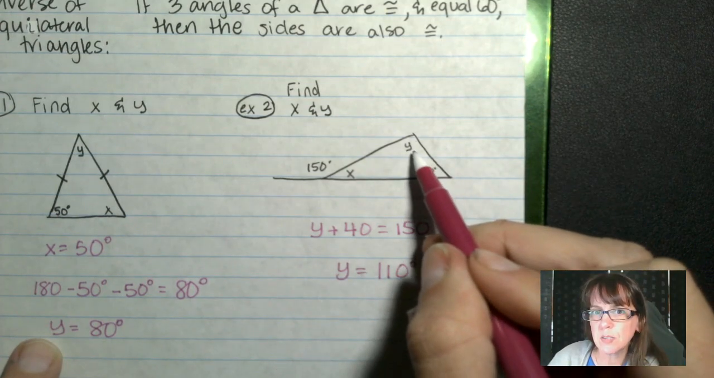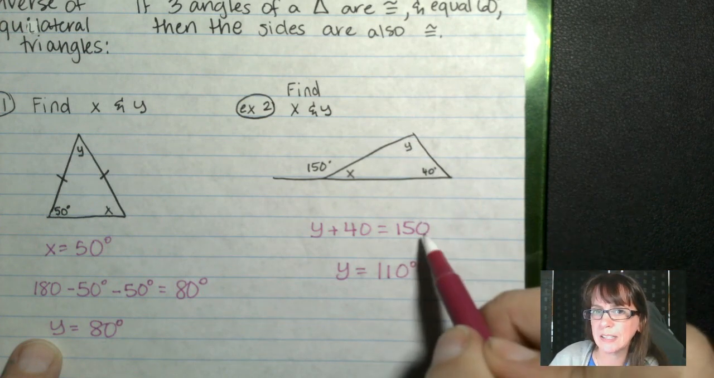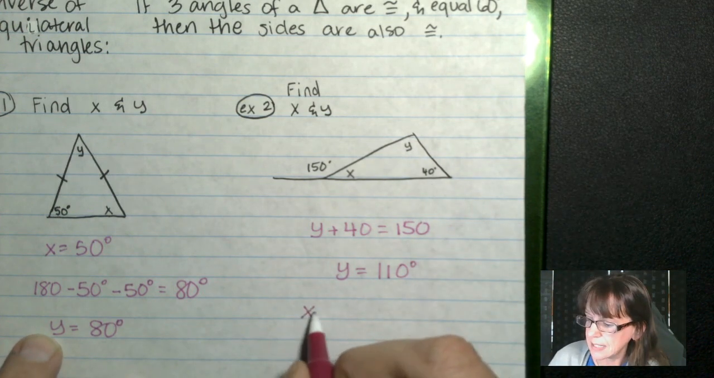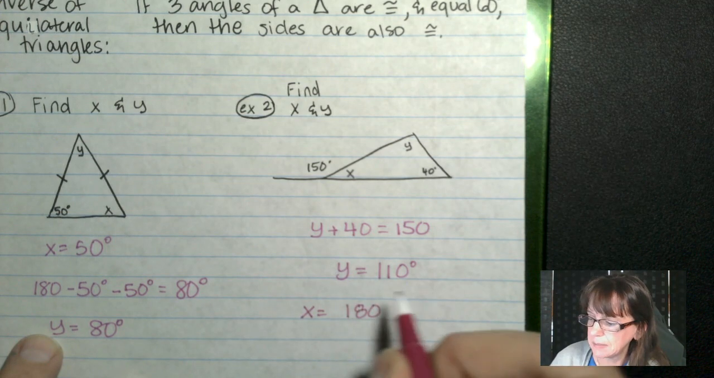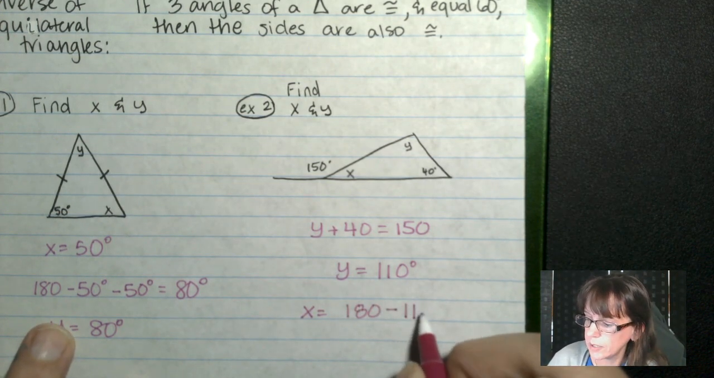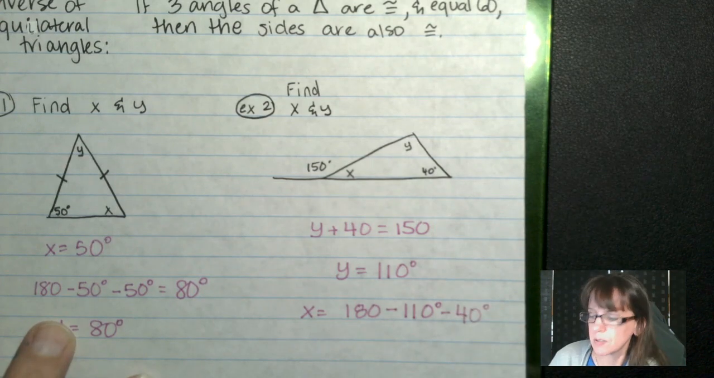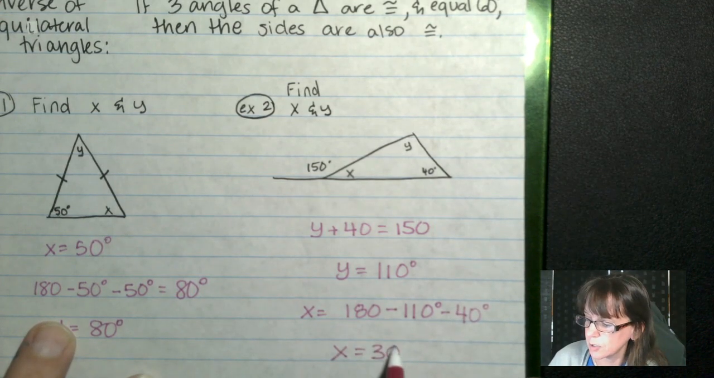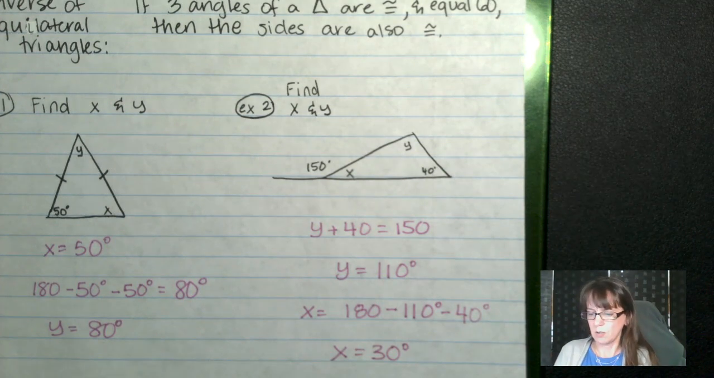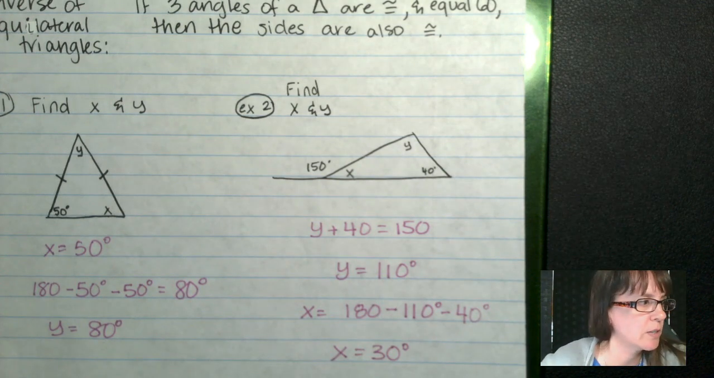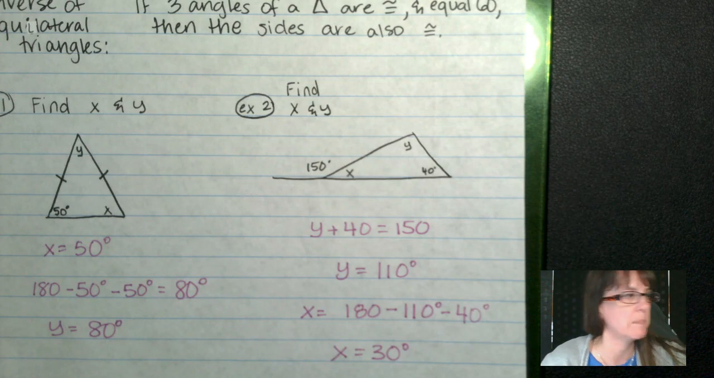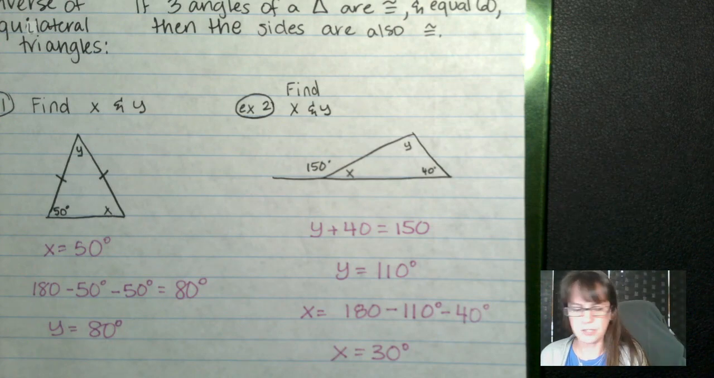So now that we know this is 110, we know that this is 40, that's 150. X equals 180 minus 110 minus 40 degrees. So that would be x equals 30 degrees. Okay, so always in our triangle, it equals 180 degrees. Just keep that in mind. All right, let's try some others here.